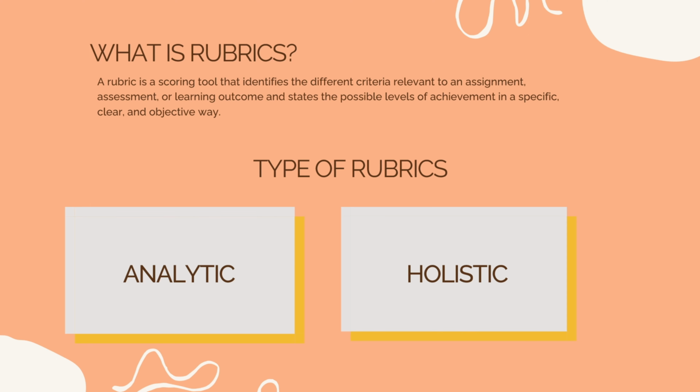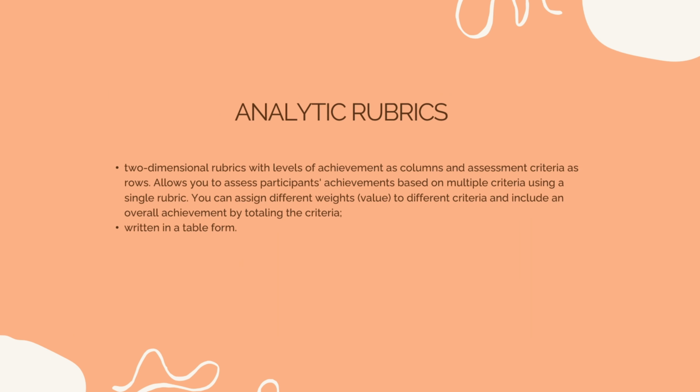There are two types of rubrics: analytic rubrics and holistic rubrics. Analytic rubrics: it is a two-dimensional rubric with levels of achievement as columns and assessment criteria as rows. It allows you to assess participants' achievements based on multiple criteria using a single rubric. You can assign different weights or values to different criteria and include an overall achievement by totaling the criteria. Analytic rubrics are written in table form.